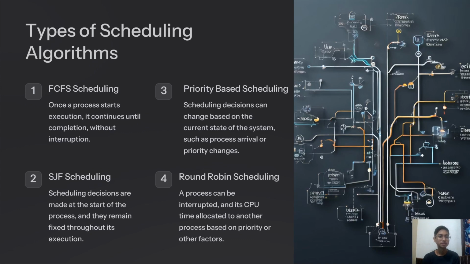Types of scheduling algorithms. FCFS, which is first come first served. Once a process starts execution, it continues until completion without interruption. SJF scheduling: scheduling decisions are made at the start of the process and they remain fixed throughout its execution. Third one is priority based scheduling: scheduling decisions can change based on the current state of the system, such as process arrival or priority changes. Fourth one is round robin scheduling: a process can be interrupted and its CPU time allocated to another process based on priority or other factors.